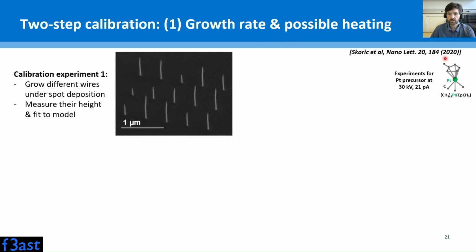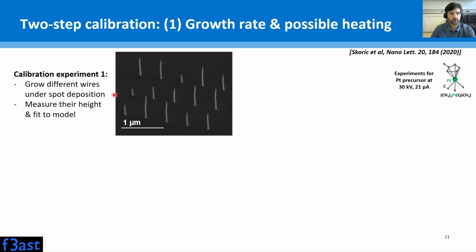These are experiments described in our original publication, which were done for this precursor, which is typically used in Febit, the platinum precursor, at these conditions, 30 kilovolts and 21 picoamperes. So what we do in this first experiment, this is something provided directly by f3ast. You will see this in other videos recorded by Luca.